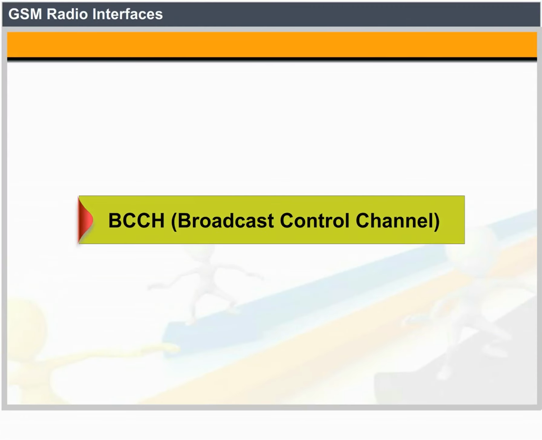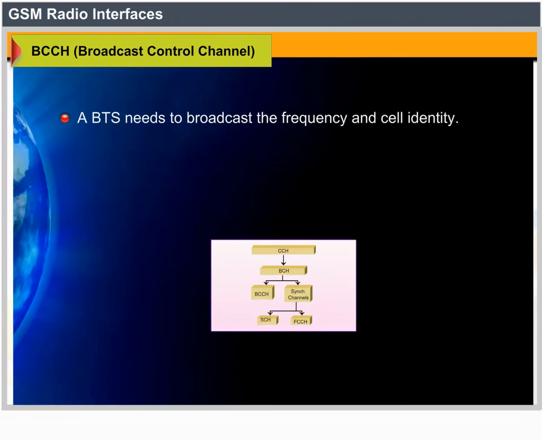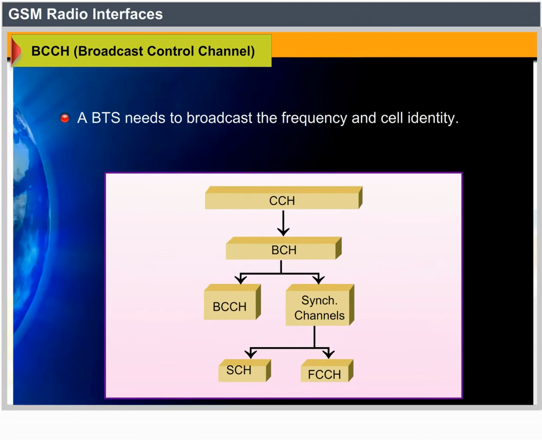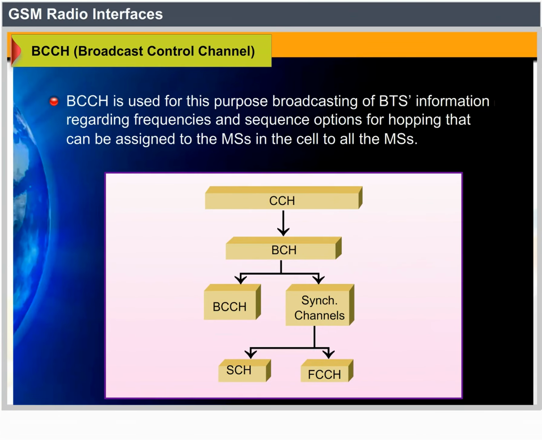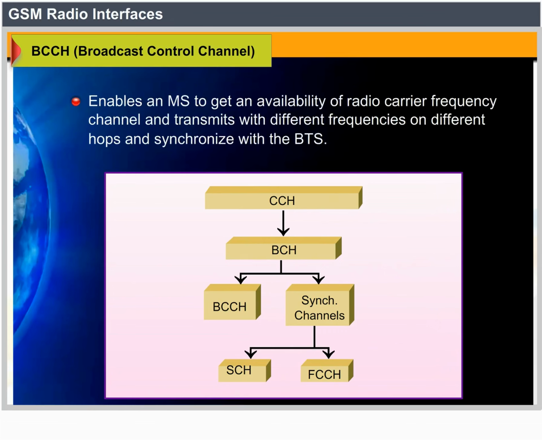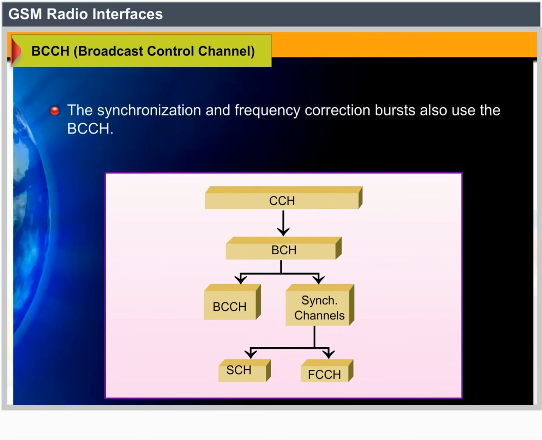BCCH, broadcast control channel. A BTS needs to broadcast the frequency and cell identity. A BTS needs to broadcast to all the MSs the information regarding frequencies and sequence options for hopping that can be assigned to the MSs in the cell. BCCH is used for this purpose. It enables an MS to get an available radio carrier frequency channel and transmit with different frequencies on different hops, synchronized with the BTS. The synchronization and frequency correction bursts also use the BCCH.